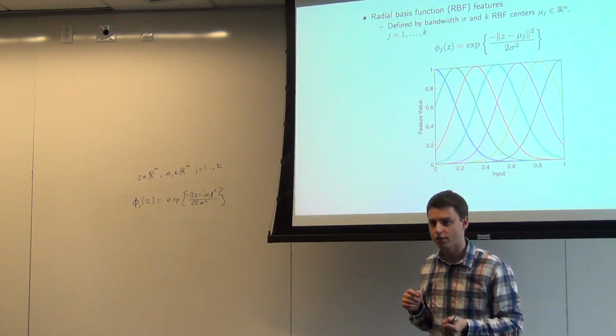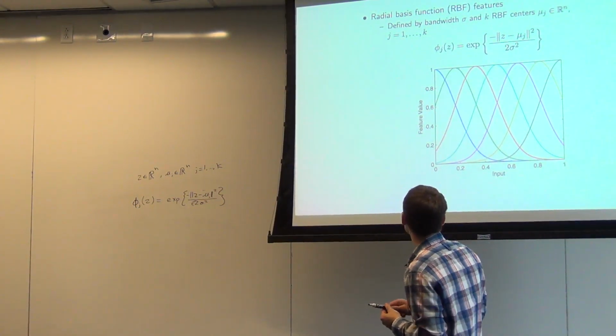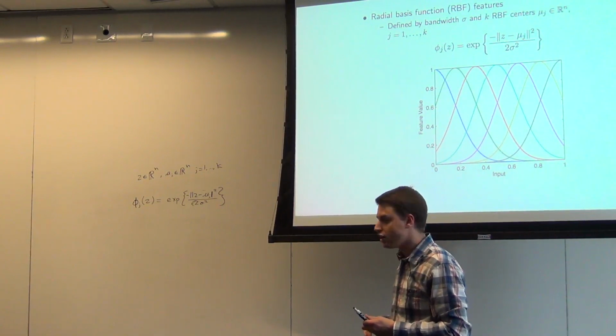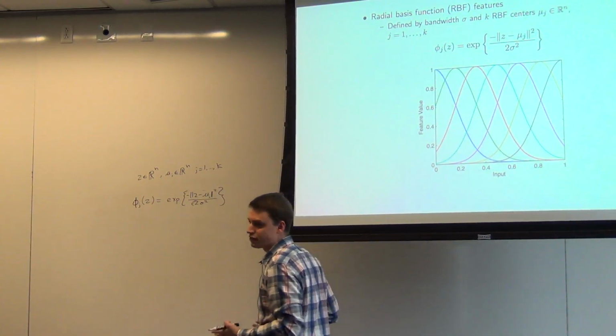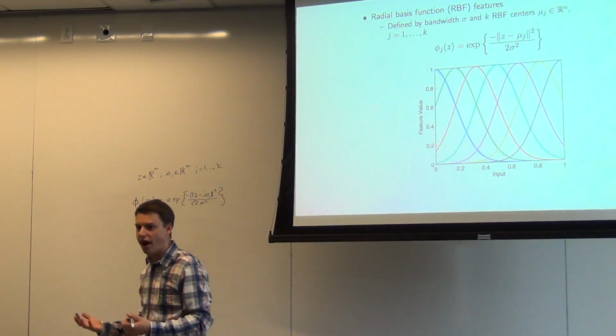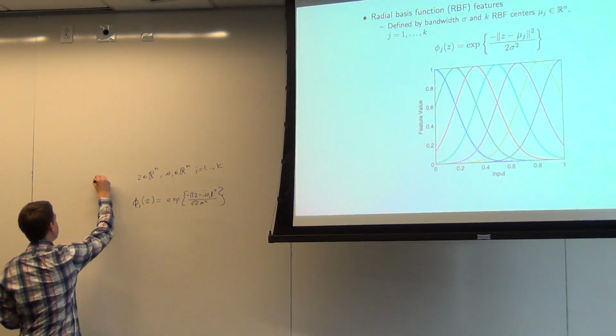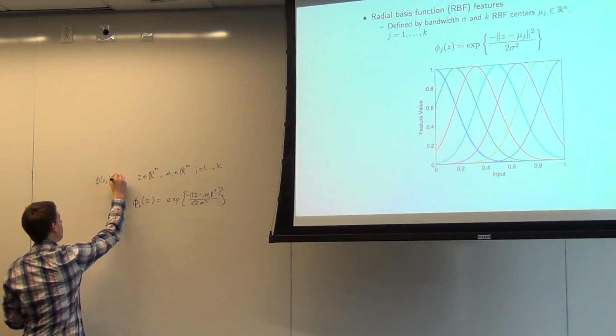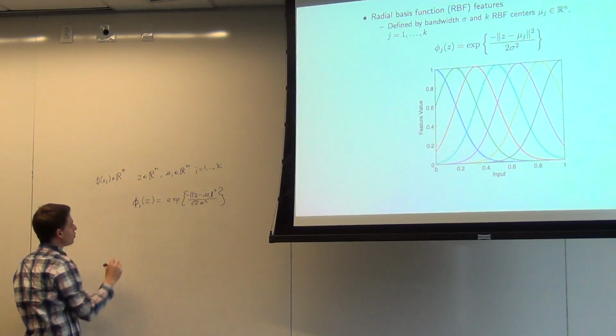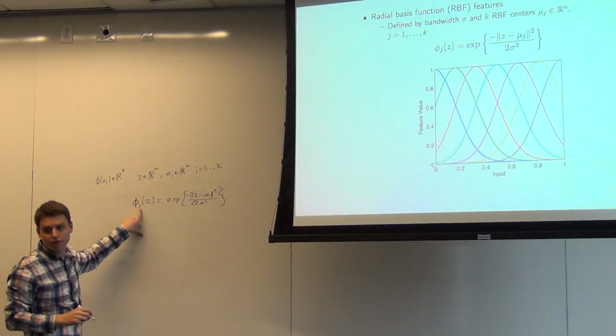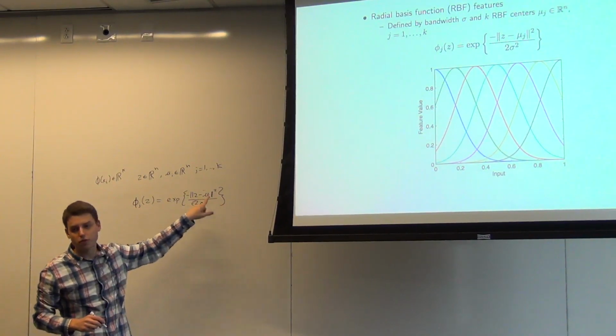Yeah? Z is the input in this case. Yes, Z is the input. What is mu? So mu is a set of centers that you pick. These define the RBF. You pick k of them. Remember, because we've had the definition that phi of xi is always in Rk. So the jth element of phi depends on mu j.